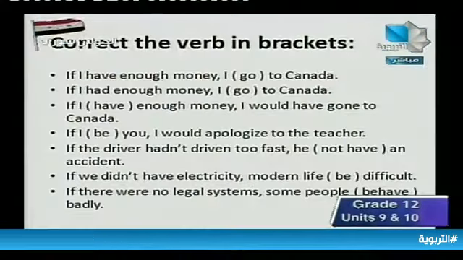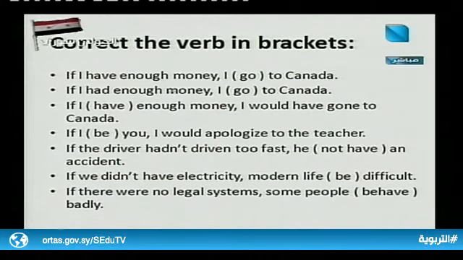It means that we are talking about something which may happen in the future, if the condition has been achieved, if I have enough money. So this is type one. The next sentence: if I had enough money, here I'm imagining something which is not true. If I had enough money, I would go to Canada. It means that I don't have this money now, and I won't go to Canada.